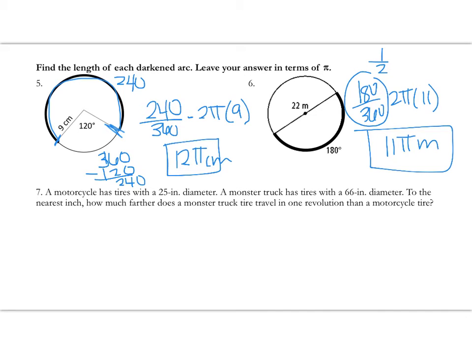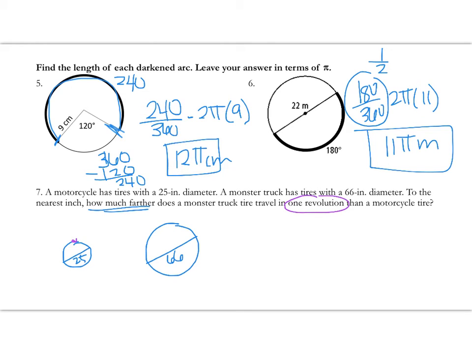Alright, number 7 is the word problems, and you're going to see more of these as we talk about area in the next section. And I want you to be able to think through, based on what's going on in the problem, whether we're talking about circumference or area. So in number 7 it says a motorcycle has a tire that is 25 inches in diameter. And a monster truck has a tire that is 66 inches in diameter. To the nearest tenth of an inch, how much farther does the monster truck travel in one revolution than a motorcycle tire? So it's understanding what that one revolution is talking about.